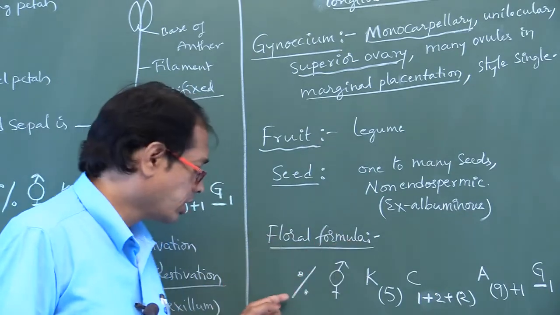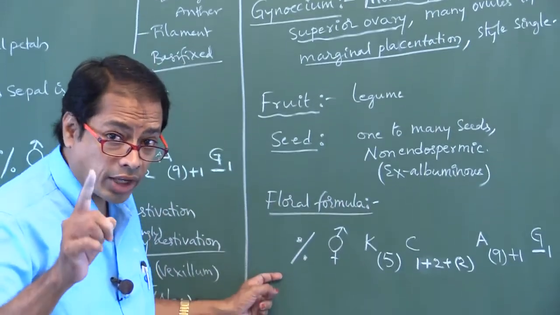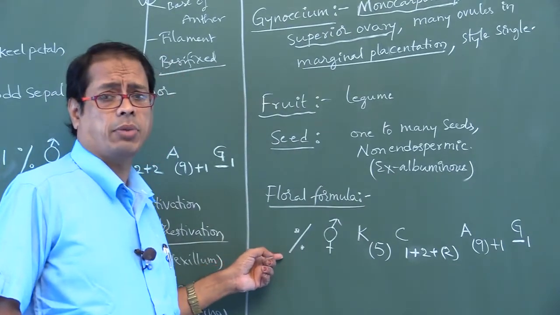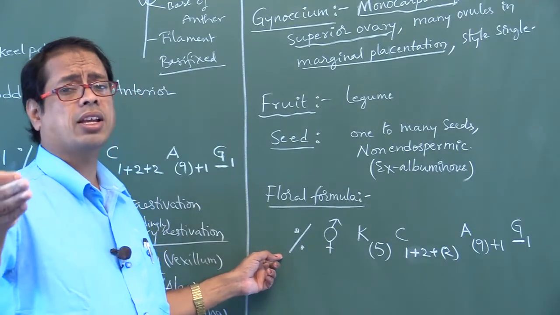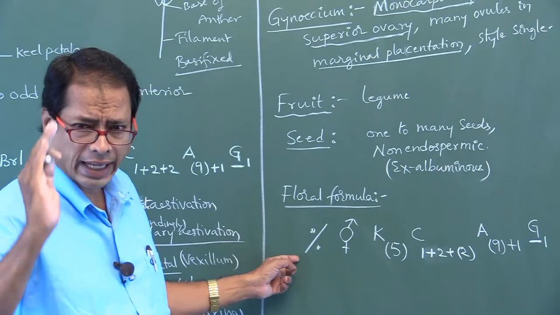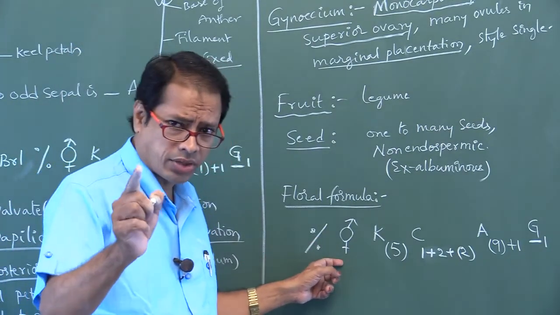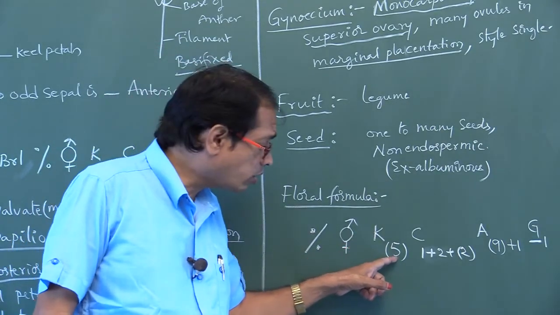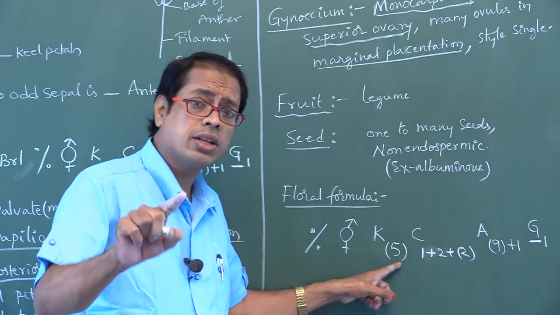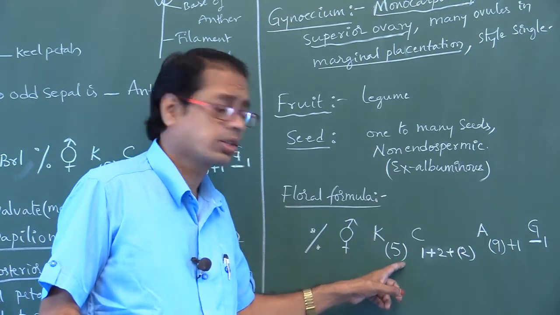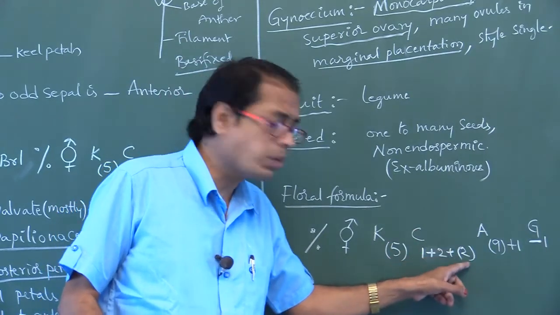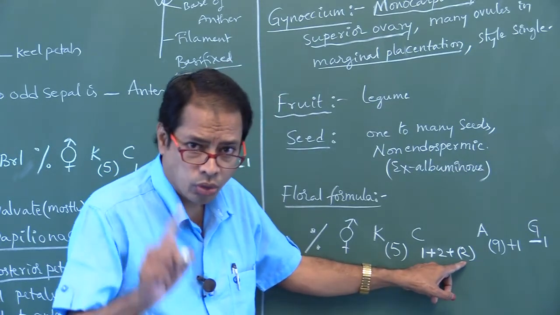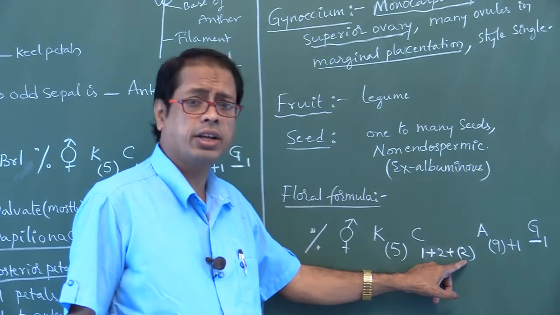Next, floral formula. This percentage symbol can be called zygomorphic. Which family is zygomorphic? Fabaceae family. The remaining Solanaceae, Liliaceae, Brassicaceae, all these are actinomorphic. This symbol is bisexual. Why? Because it contains both androecium and gynoecium. Calyx 5. Why do we have to give a bracket? Because those 5 sepals are fused, gamosepalous. Corolla 1 plus 2 plus 2 bracket. These 1 plus 2 are free. But why have we written bracket? Because 2 petals are fused. That's why we have to write bracket 2.